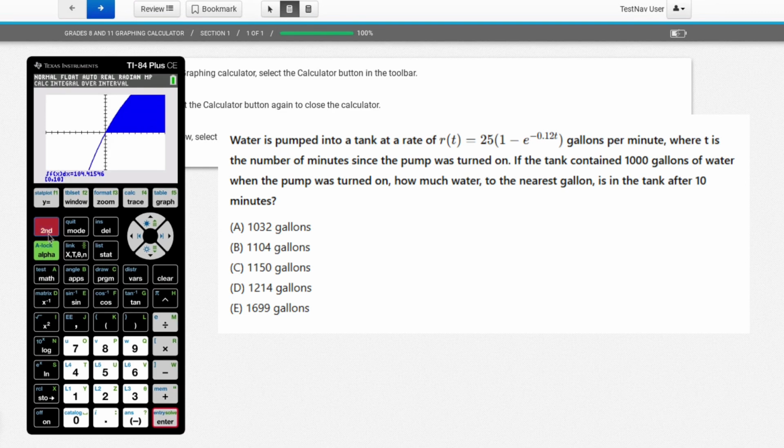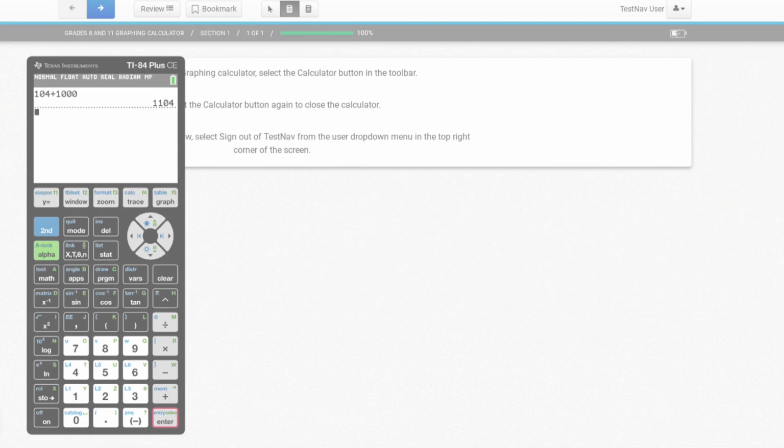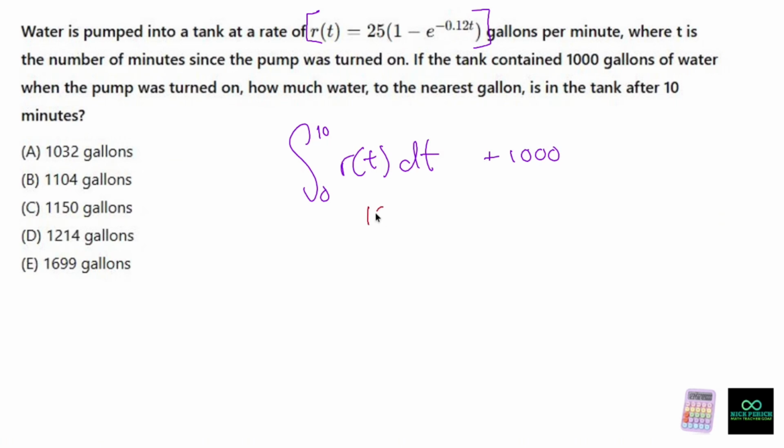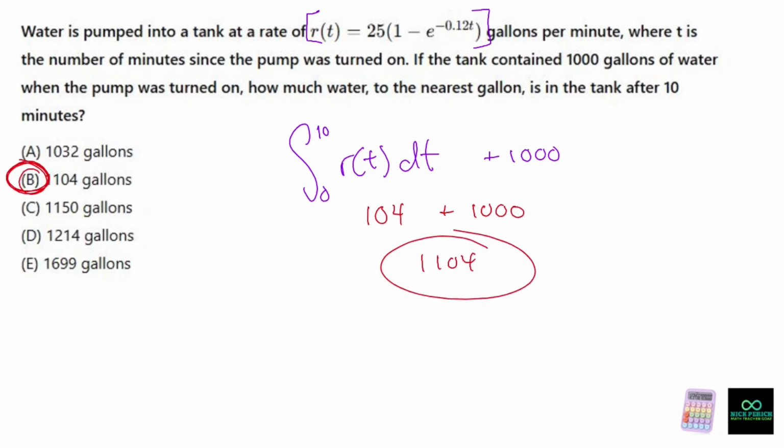So what I said on the previous step is that we're going to take our 104 and add it to the 1,000 gallons we already have waiting for us. I don't really need a calculator for that, even though I used it. We end up with 1,104, so let's go back and write that out. This integral ended up being 104 point something, so 104 after it's rounded, plus 1,000 is 1,104, which is going to be B. Fun stuff.